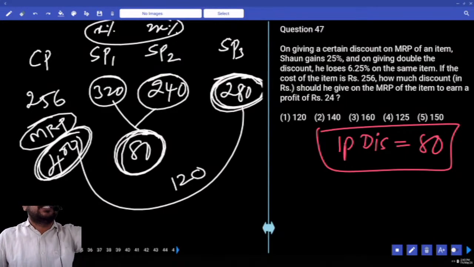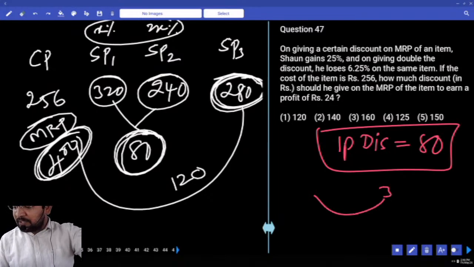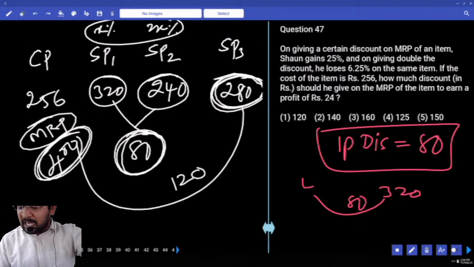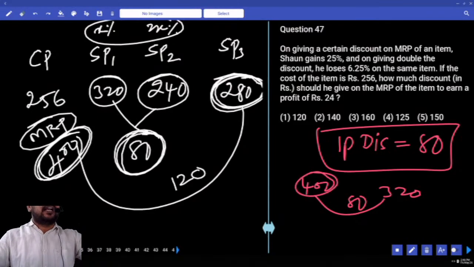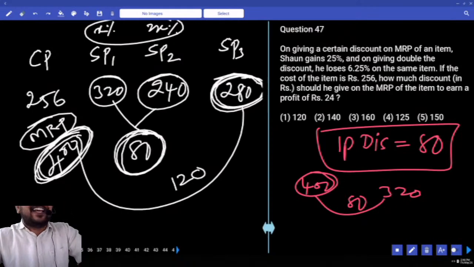ఫస్ట్ కేసులో నువ్వు ఎన్ని పార్ట్స్ డిస్కౌంట్ ఇచ్చావు? 1 పార్టే కదా. అంటే 1 పార్ట్ డిస్కౌంట్ ఇచ్చిన తర్వాత 320 కి సేల్ చేసావు. ఒక పార్ట్ డిస్కౌంట్ ఇచ్చిన తర్వాత 320 అంటే, డిస్కౌంట్ ఇవ్వక ముందు దాని MRP ఎంత ఉండాలి? 400 రూపీస్ ఉండాలా లేదా? MRP విల్ బి 400. అదే నేను చెప్పా 400. ఆర్ యూ క్లియర్ నానా?